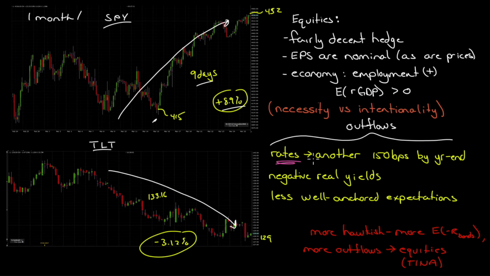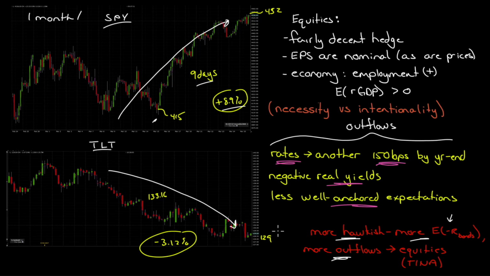We'll start down here. Rates. We know the Fed has signaled another 150 basis points by year end, and some other forecasters are saying, oh, it's going to be more than that. We currently have negative real yields, and we have less well-anchored inflation expectations. So the combination here, you have a more hawkish Fed. Over the last week with all the Fed speak, we saw that it is much more hawkish than we thought it was a month ago. More hawkish, so you have more, this is an expected return on bonds. Notice it's negative. You're going to have a more negative expected return on bonds, so more outflows out of bonds.